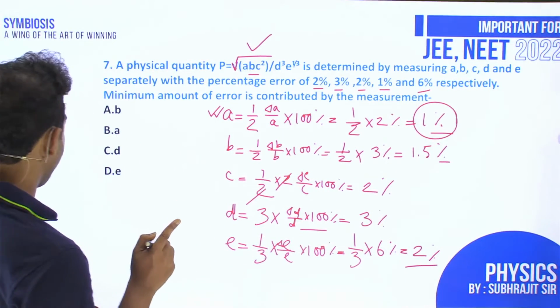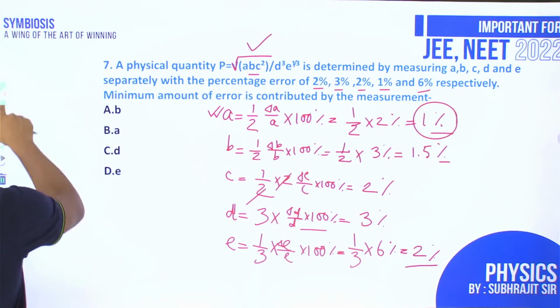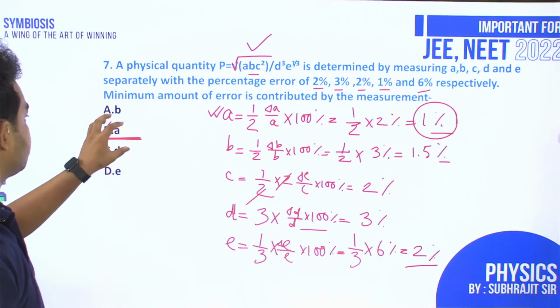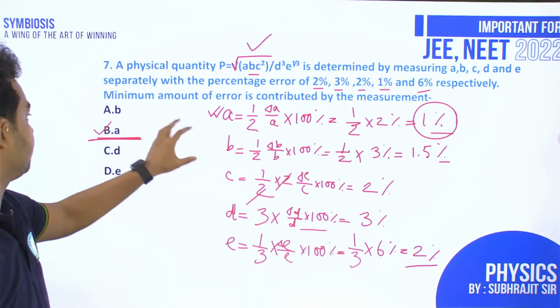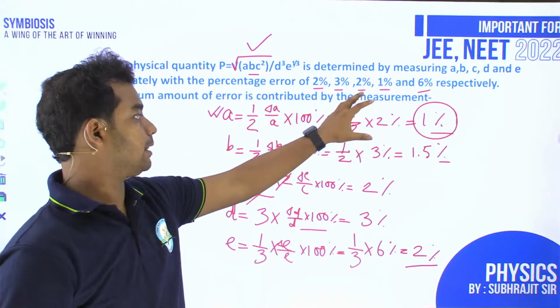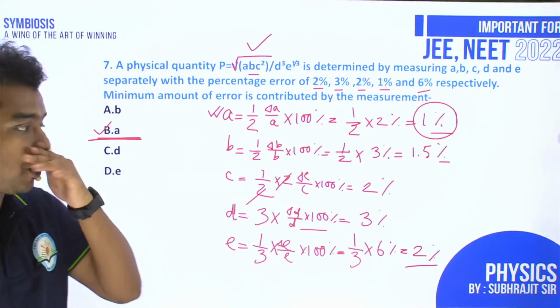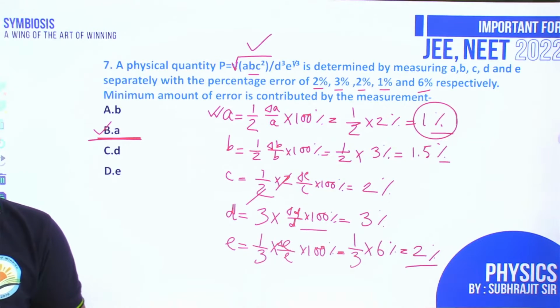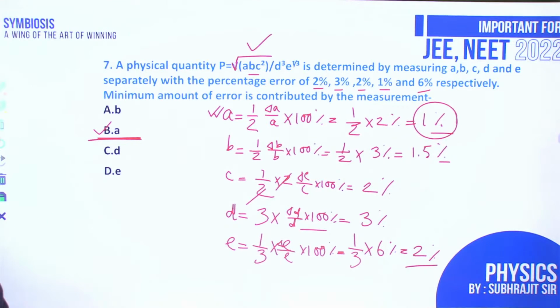So option B is correct. Minimum amount of error is contributed by the measurement small a. Got it, everyone? So for question number 7, the correct option is option number B, that means small a. Got it, everyone? Those who are in live now, got it?